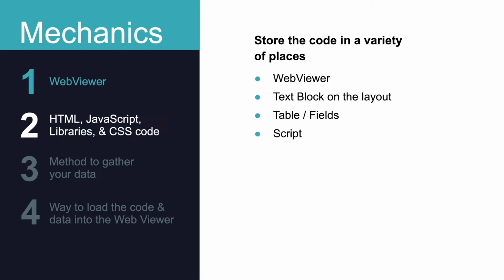Number two, you're going to need a place to store your code. So you have HTML, you're going to have some JavaScript and libraries either referenced as a link or the entire embedded code of the library, and you're going to have some CSS code, and you need a place to store it. So you could store a lot of it right inside that web viewer definition. That would be possible, but I don't recommend it. Some other developers will choose to put it in a text block right on the layout offside, but the downside of this is now the code is only on that layout. You could store it in tables and fields, and we do that also at Saline.